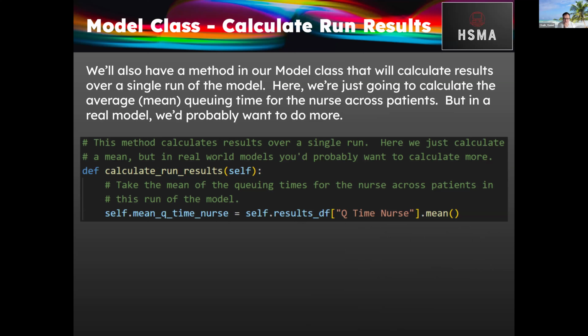The other method that I'm going to have in the model class is the calculate run results method. This method is basically just going to calculate the average results over a single run of the model. For simplicity, I'm just going to calculate the mean, but you could do all sorts in here if you wanted to. So for a single run of the model, it calculates on average how long patients were spending. For one run, how long did the average patient wait to see the nurse? That's basically what it calculates.